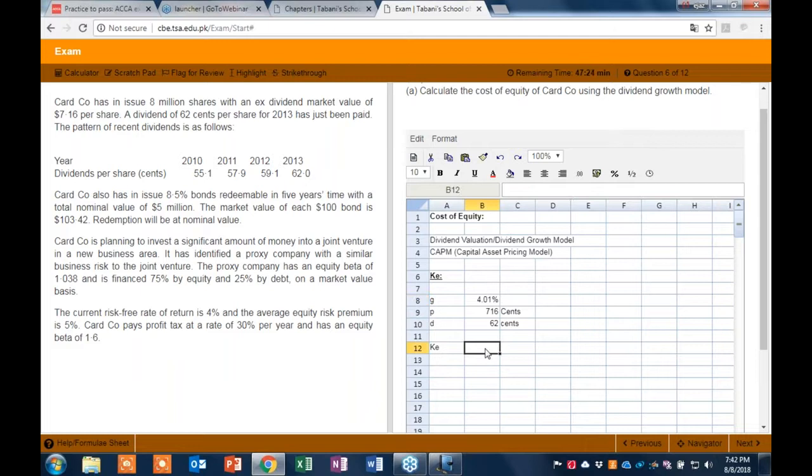Okay, so let's now calculate cost of equity. According to the formula, we need to have current dividend, which is 62 cents, multiply it with the growth rate, which is 1 plus this, and then we have to divide this complete by the price, which is 716. And once we divide it, then we have to add growth.